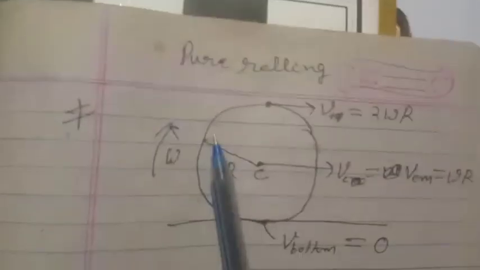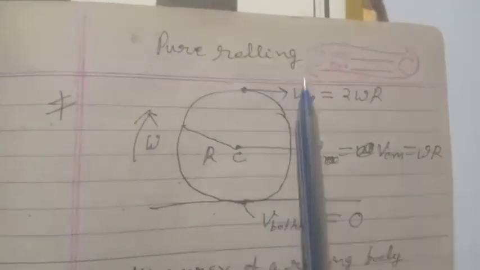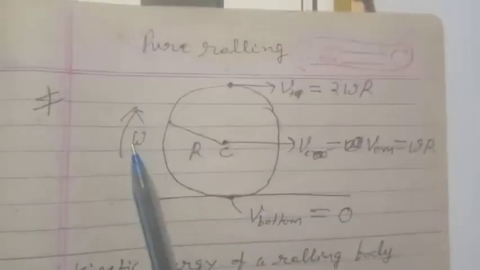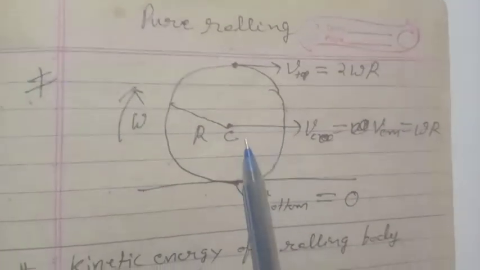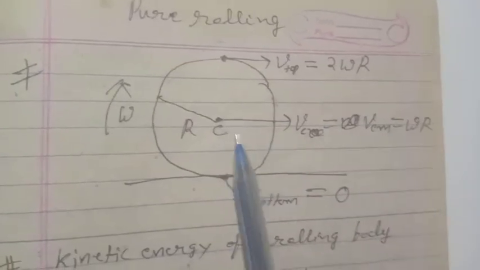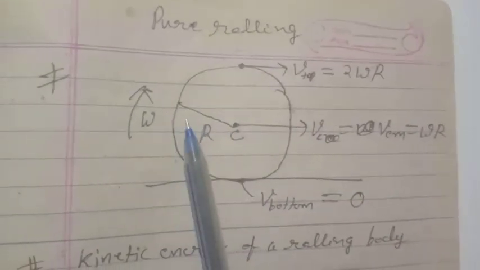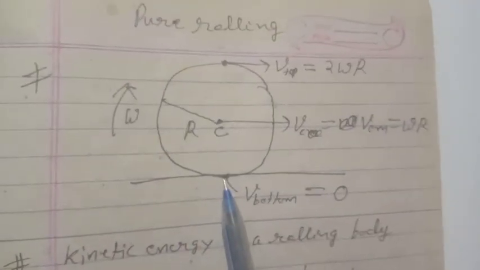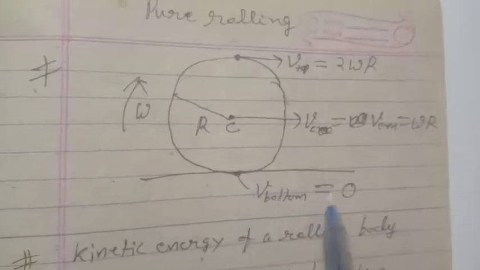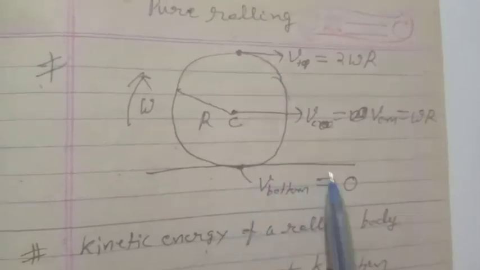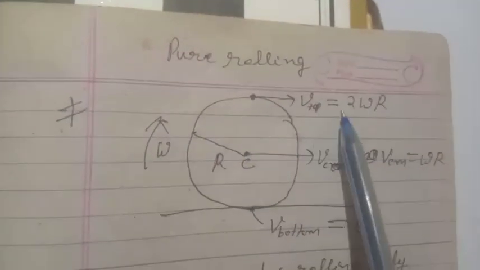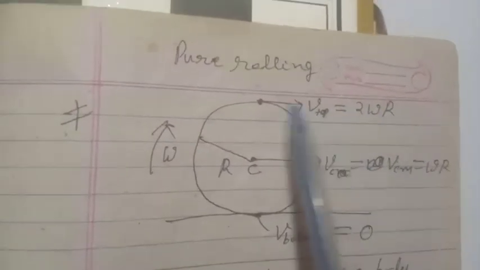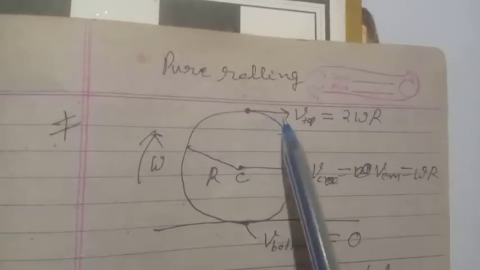So for a pure rolling body, this is the condition. If a body is moving with angular velocity omega, the velocity of center of mass will be given as omega into r if the rolling body has radius r, and the velocity at the bottom contact point will be 0, and the velocity at the top point will be v equals 2 omega r. This is the condition for pure rolling.